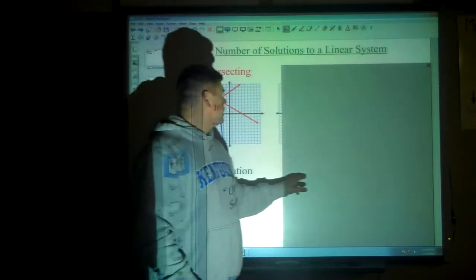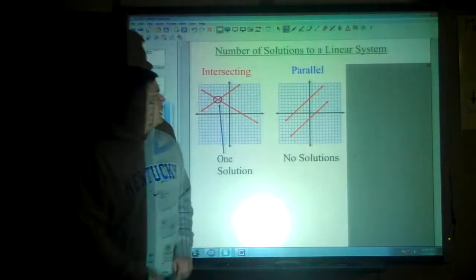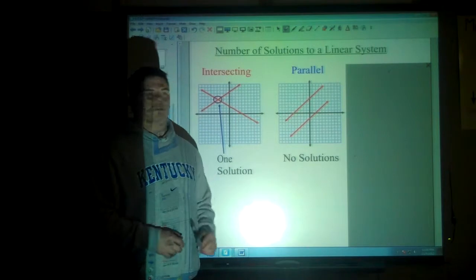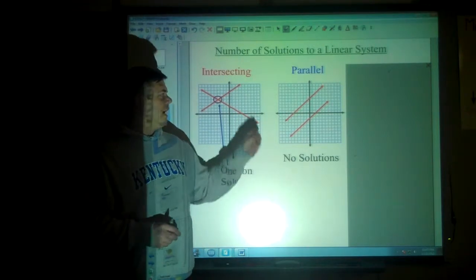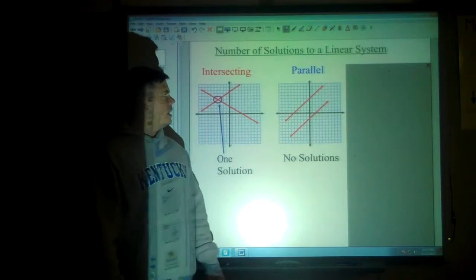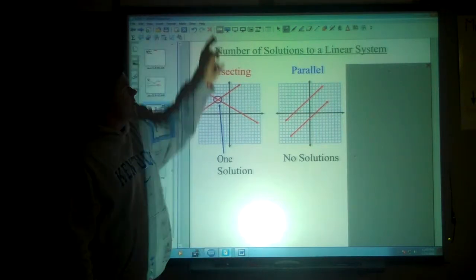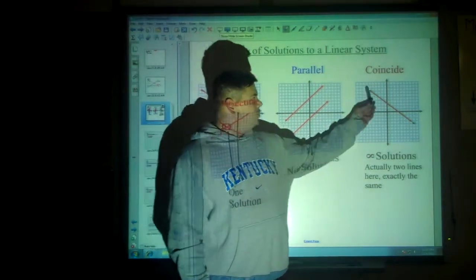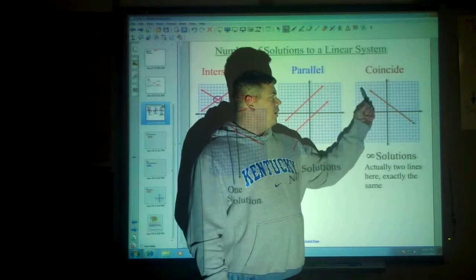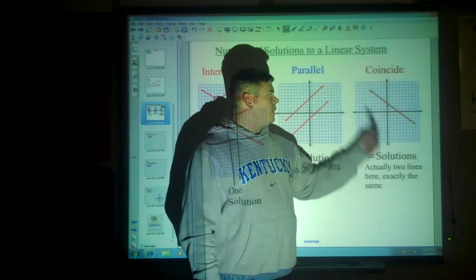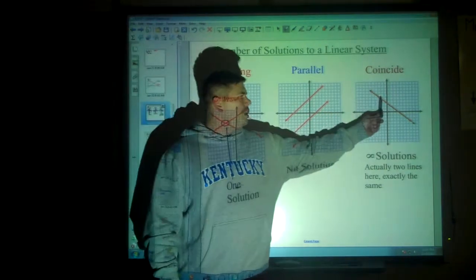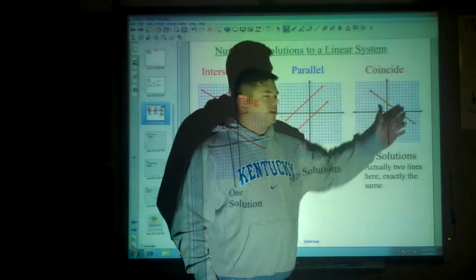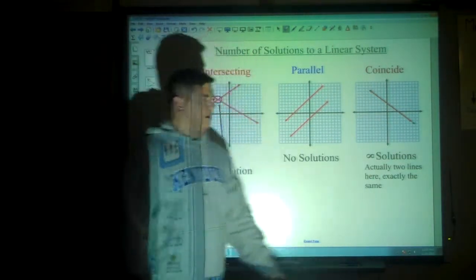But another form is when the lines are parallel. If the lines are parallel, they will never intersect. And if they never intersect, how could they possibly share a solution? They never will. They have to actually contact each other to make a solution. And then our third possibility is what we call coincide. There are infinite solutions. It's hard to see, but there are actually two lines here. I did one in green, and I did another one in dotted red to kind of show through. They just happen to be exactly the same line. So that means that every single point is going to be a solution. That's why there's an infinite amount of solutions.